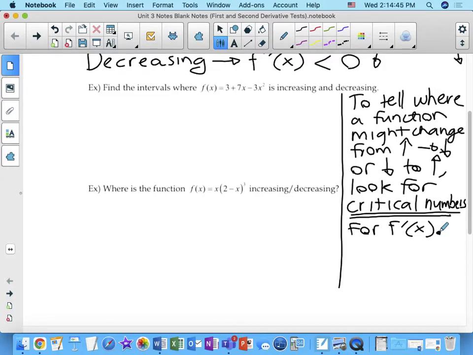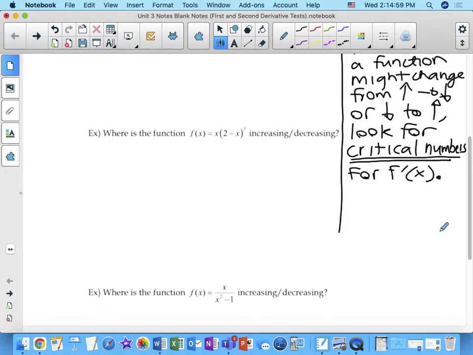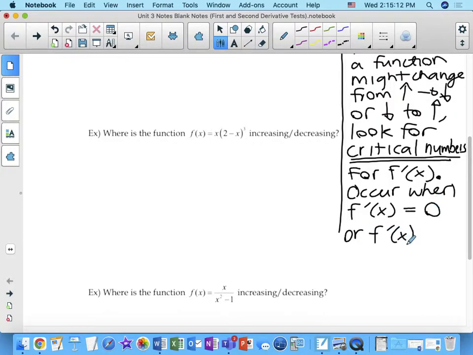Critical numbers are any x value where the derivative of the function is either 0 or undefined. So these occur when f prime of x equals 0 or f prime of x is undefined. And something happens at those points, so we want to be aware of those.